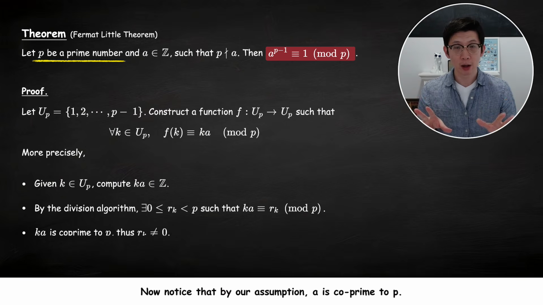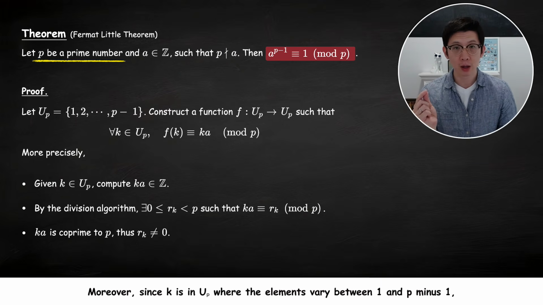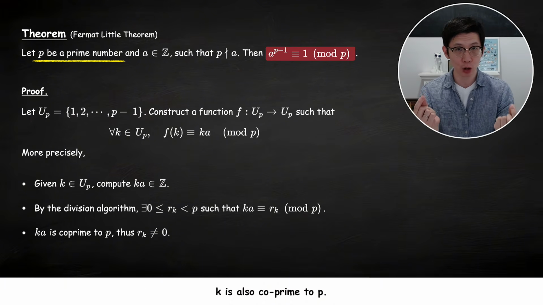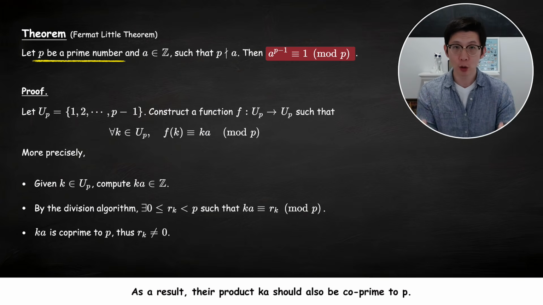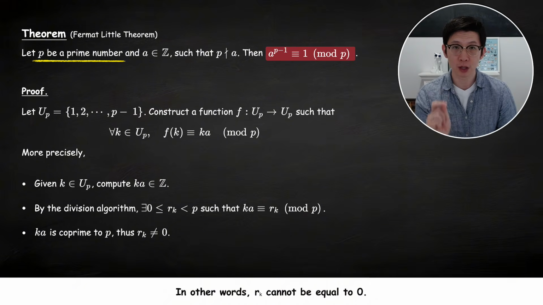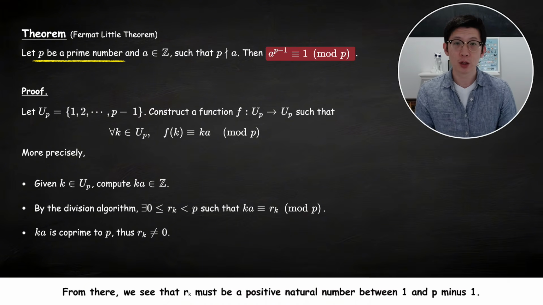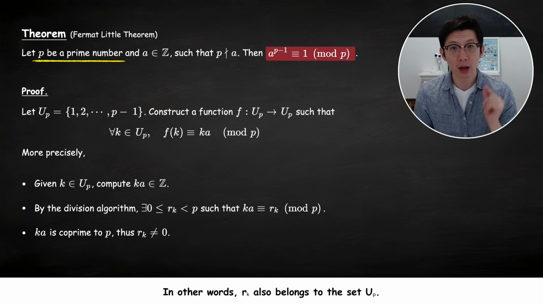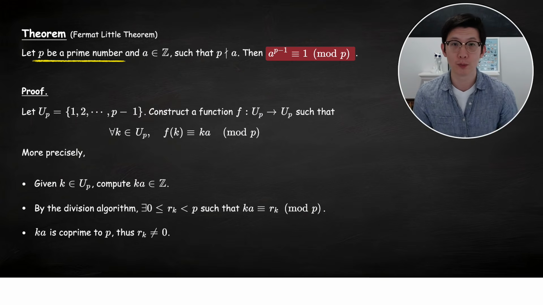Now, notice that by our assumption, a is coprime to p. Moreover, since k is in U_p where the elements vary between 1 and p minus 1, k is also coprime to p. As a result, their product ka should also be coprime to p. In other words, r_k cannot be equal to 0. From there, we see that r_k must be a positive natural number between 1 and p minus 1. In other words, r_k also belongs to the set U_p.